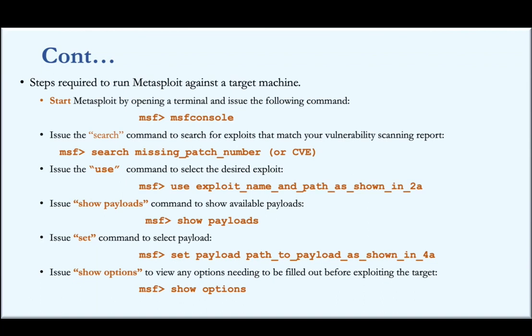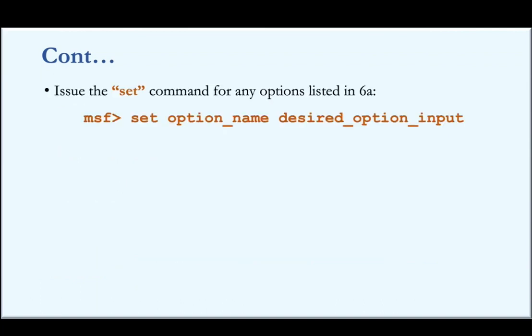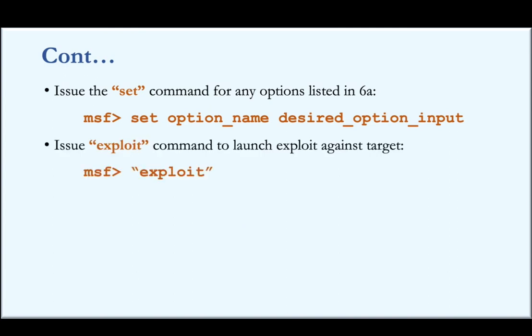Then if anything is missing, you can use set with the option name and the desired option input, like setting the remote host and local host. Then issue the exploit command to launch the exploit against the target machine.